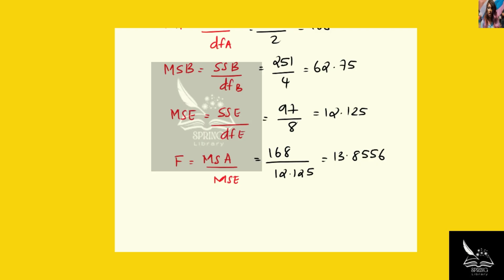The F statistic for variability associated with the airports, FB, is calculated as MSB divided by MSE. On substituting the values, we will get it as 62.75 divided by 12.125, which is equal to 5.1752. Now, let's complete the ANOVA table.